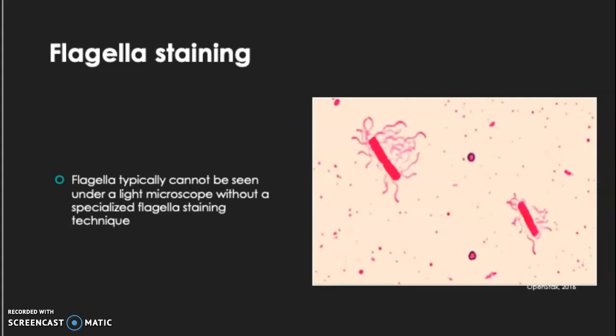Flagella staining. Flagella typically cannot be seen under a light microscope without specialized flagella staining technique. Flagella staining thickens the flagella by first applying the mordant, which coats the flagella. Then the specimen is stained with pararosaniline or basic fuchsin. Flagella staining is uncommon in clinical settings. The technique is commonly used by microbiologists.